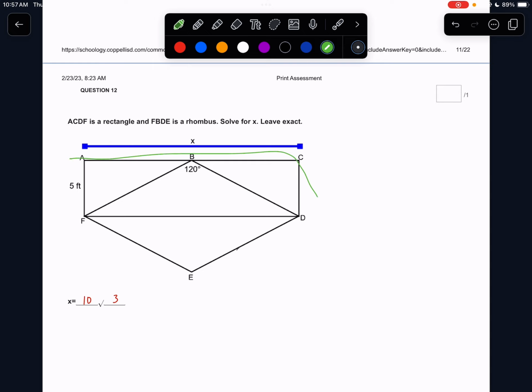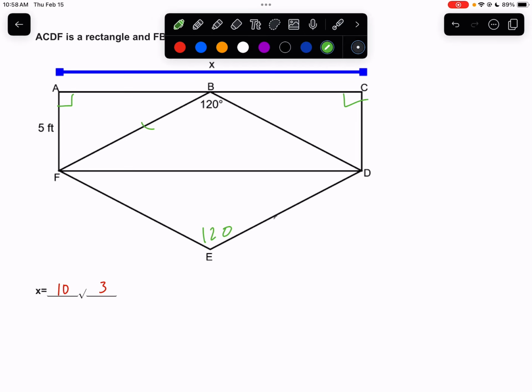ACDF, that's this big one here, is a rectangle. So we got 90s in the corners. FBDE, that is a rhombus. So if that's 120, this is going to be 120. Rhombus, all four sides are equal. So if that's 120, then these two corners have to be 30. Right, because that's an isosceles triangle, so 180 minus 120 divided by 2, those have to be 30.